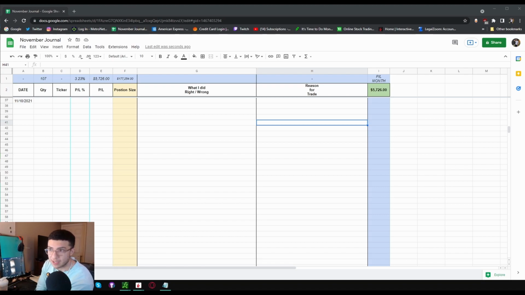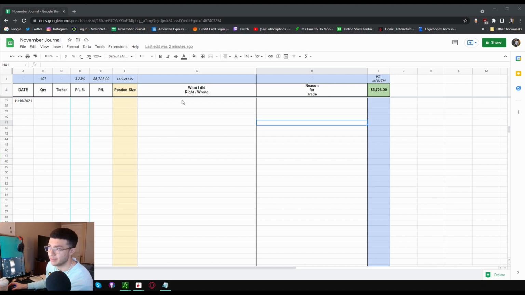Besides that, I'm going to go ahead and get started. This spreadsheet covers what you need to go over on each single trade that you took on the day. So we have the date right here, the quantity, so how many contracts or shares you got in, the ticker symbol or company, and then you have the P&L percent, profit loss, gains or losses, and then the position size, so how big the position size was during this trade.